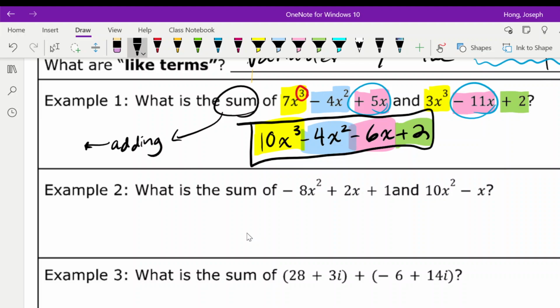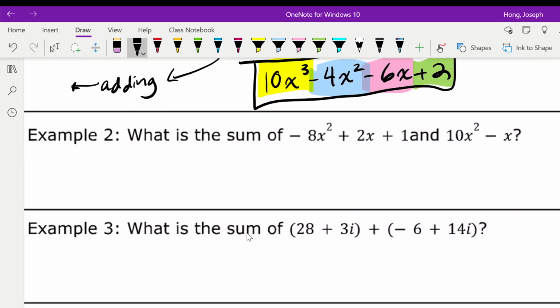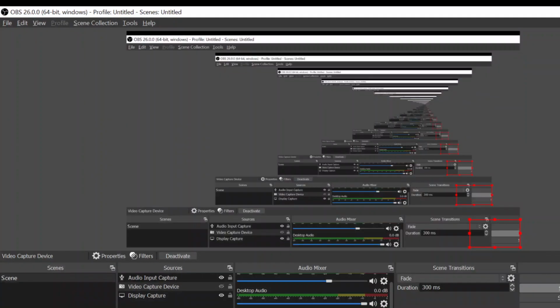So I'm gonna try example 2 by myself, and that means that you're gonna try it by yourself too. So let me give you some time to try this problem. You should pause the video. I'm gonna give you 3 seconds for you to do so in 5, 2, 1.